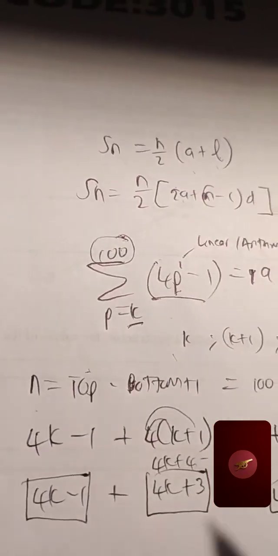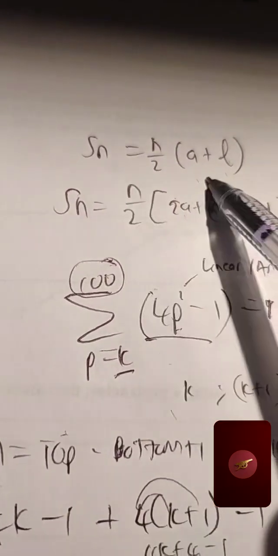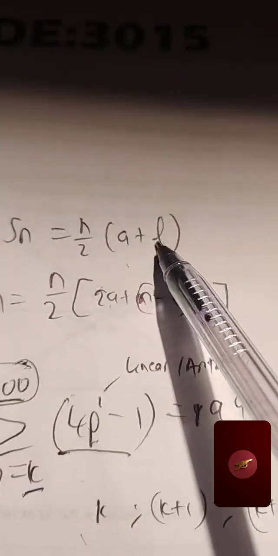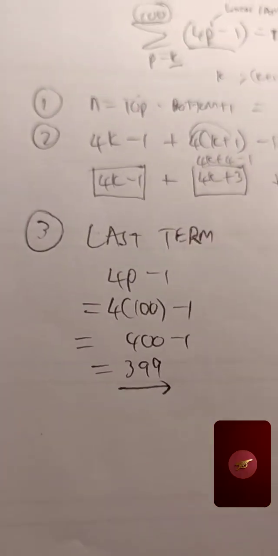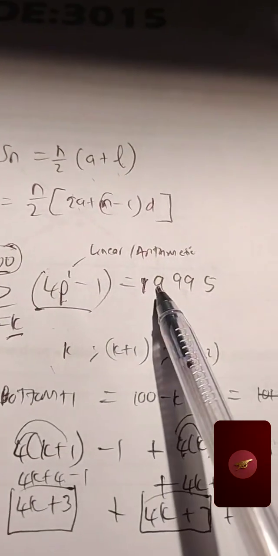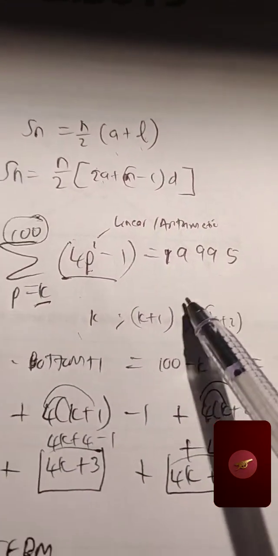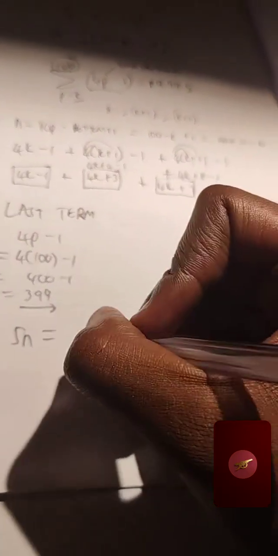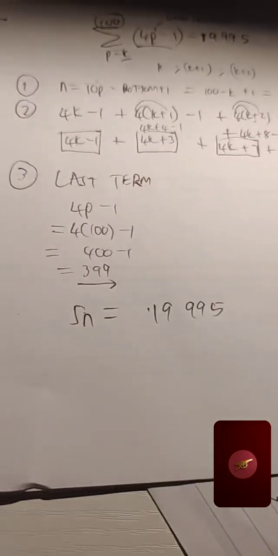Shortcut, my guy. This formula, all it needs is my n. There's my n, I have it. There's my a, I have it. There's my l, I have it. And they are saying that the sum is equal to 19,995. So already I know I need to take Sn and equate it to 19,995.